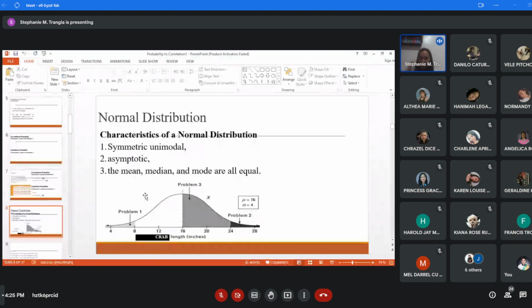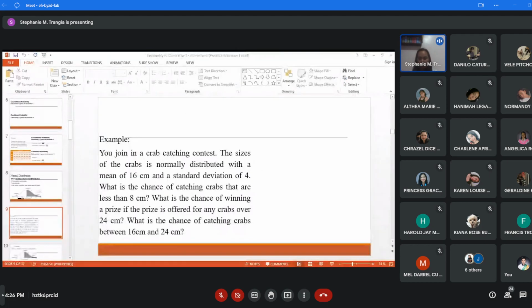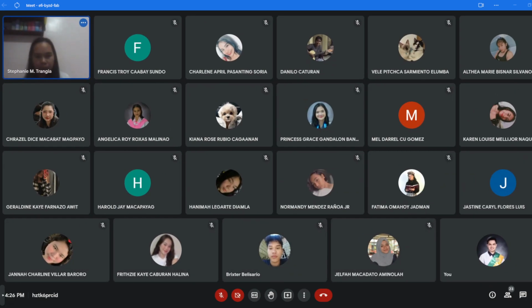So to further emphasize the concept of normal distribution and ato siya i-connect sa atong naibalaan nga z-scores last meeting. So we have here, for example, you join a crab catching contest. I need the table.